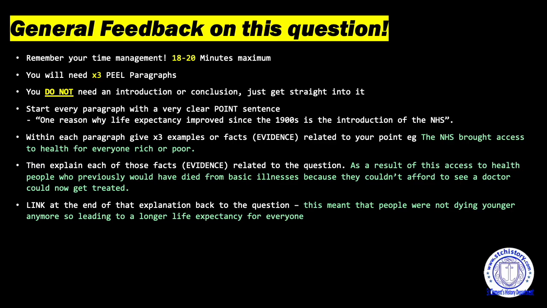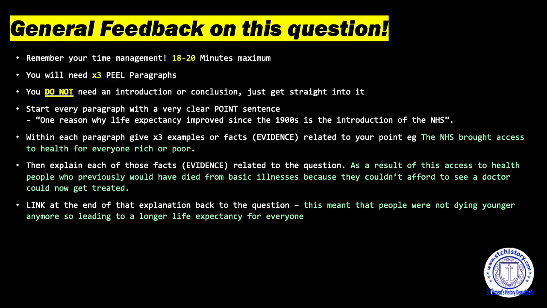So if we can do that three times in a paragraph, we are absolutely nailed on, going to be getting our 12 marks in each paragraph. Okay, some paragraphs may be a little bit tricky. You may not be able to get three, but you need to try and get in the habit of giving that bit of evidence, that fact, saying how that fact helped people live longer in this case, and then linking that back to the question, why are people living longer?